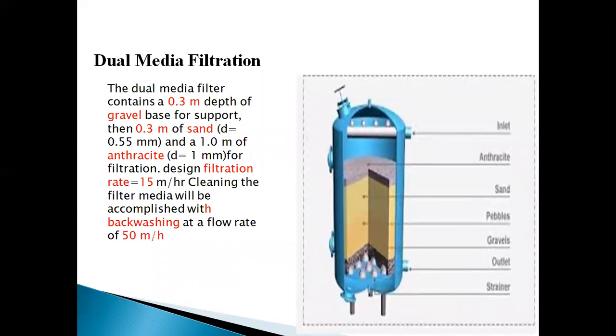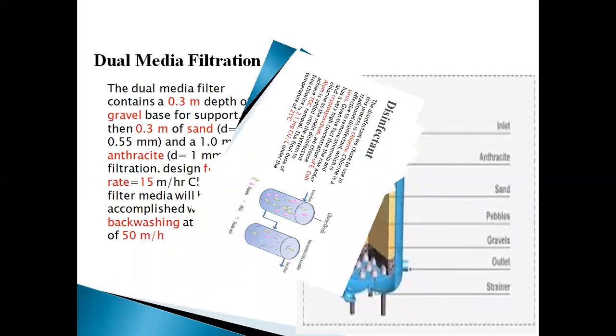Next is the filtration. My dual filtration media consists of gravel, anthracite, and sand. A 0.5 meter depth of gravel supports the sand, whose depth is 0.5 meter, and then 1 meter depth of anthracite, which is lighter than the rest of the media. The flow rate of the cleaning water will be 15 cubic meters per hour, whereas for the backwash it is fixed at 50 cubic meters.